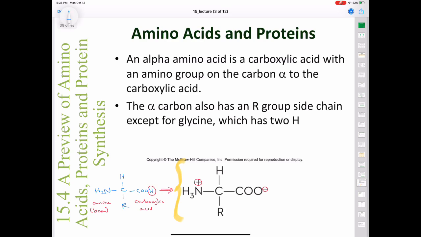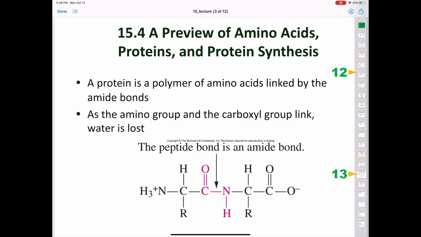Now the carbon that has the carboxyl group attached to it, this is what we call the alpha carbon, and you can see that the nitrogen is attached to that alpha carbon, and that's why we call these alpha amino acids. The natural amino acids all have unique R groups. If this R group is simply a hydrogen, this is the simplest amino acid, and it's called glycine.